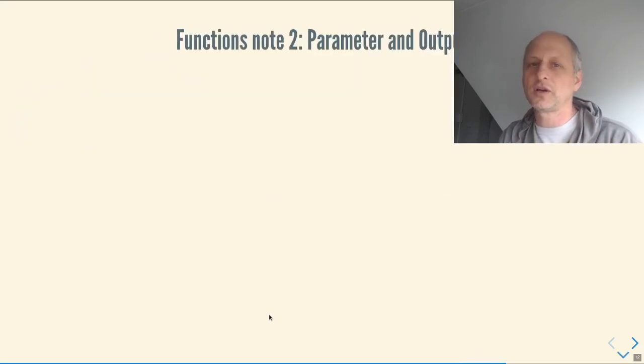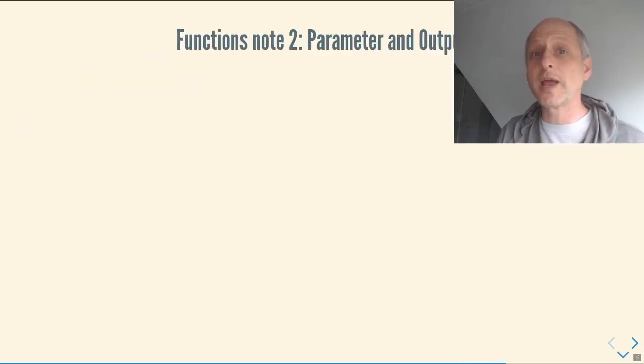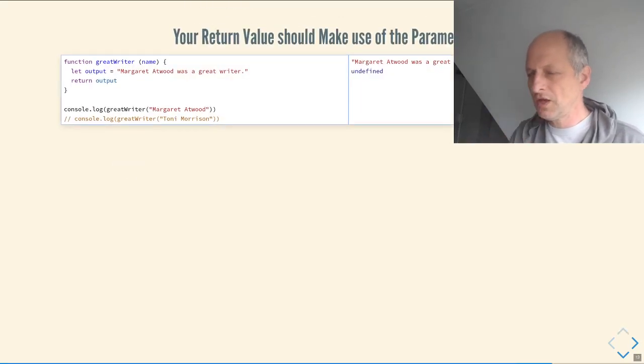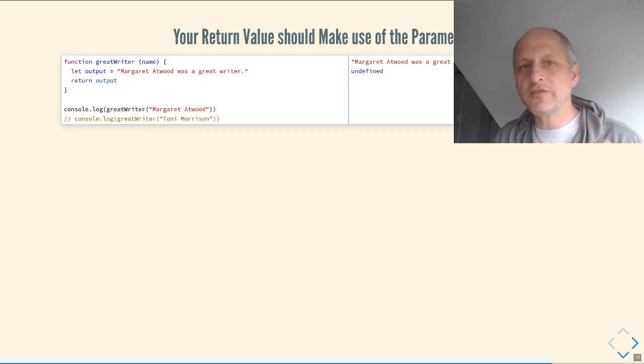Okay, and then I want to talk a little bit about the relationship between parameters and output and how to fail the assignment. This is a key method for failing the assignment that has been used by generations of students taking this class. When you write a function, in general, always in the case of our assignments, the return value of the function should make use of the parameter that is passed to the function.